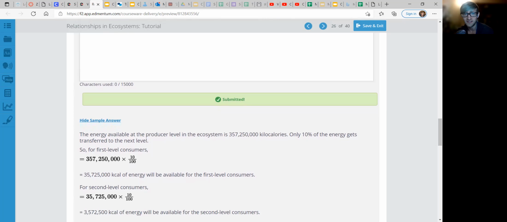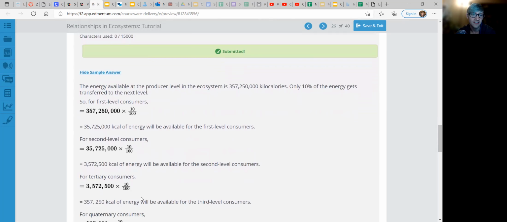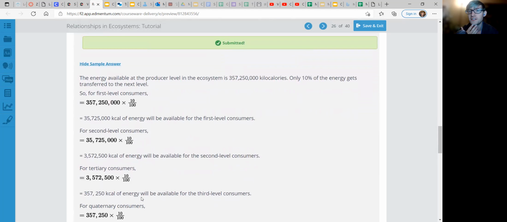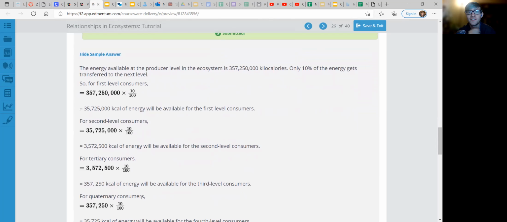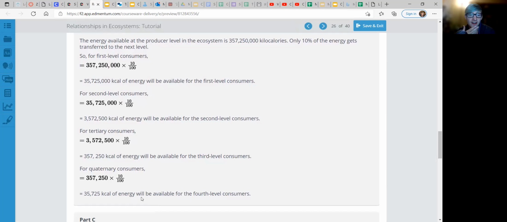And at the next level, you take 10% of that number. So we multiply that by 10 over 100. That leaves you with 3,572,500 kilocalories of energy. For tertiary consumer, you multiply by 10% again. You're left with 357,250 kilocalories.